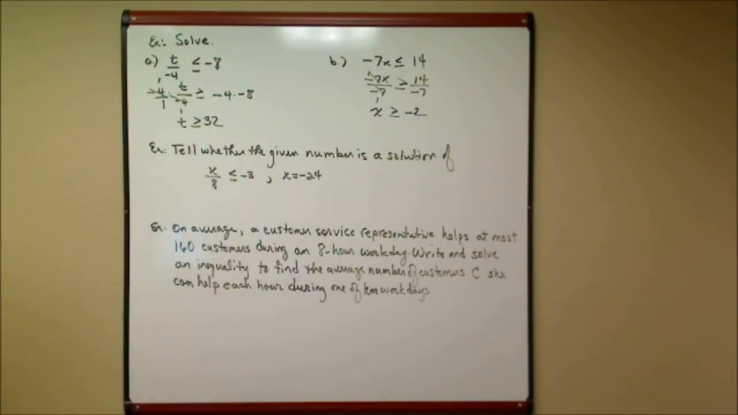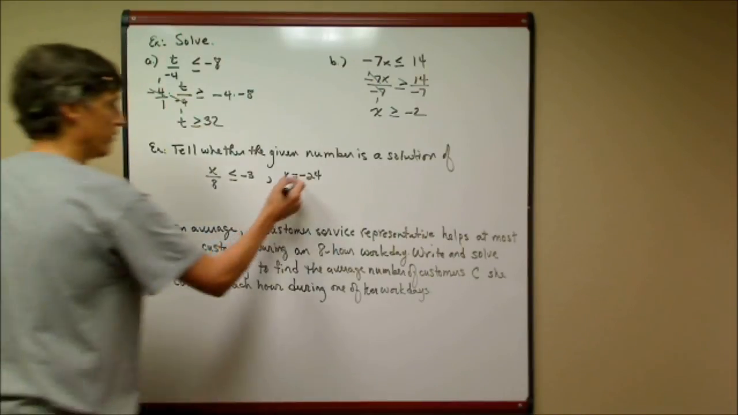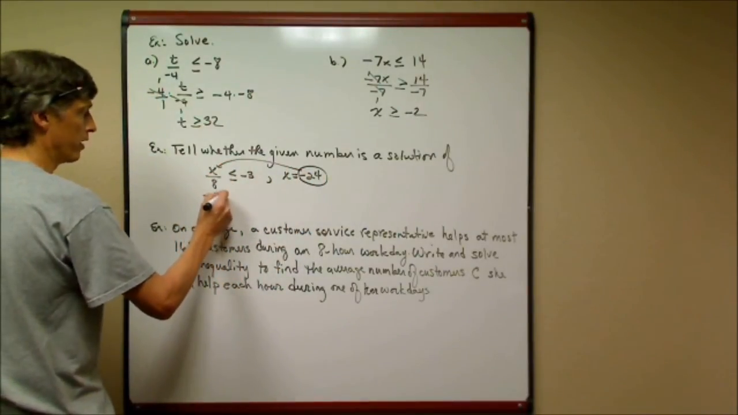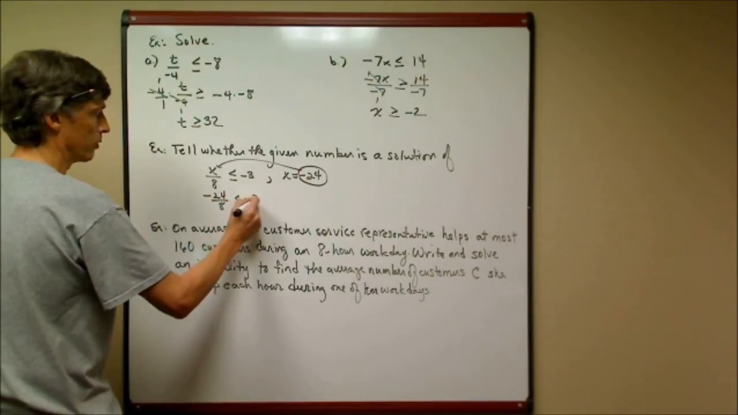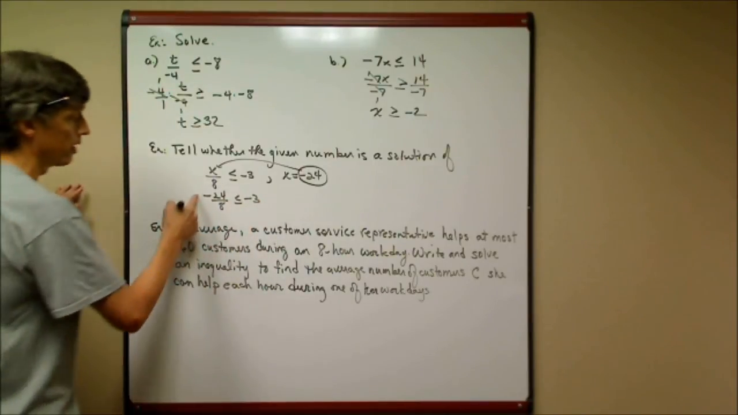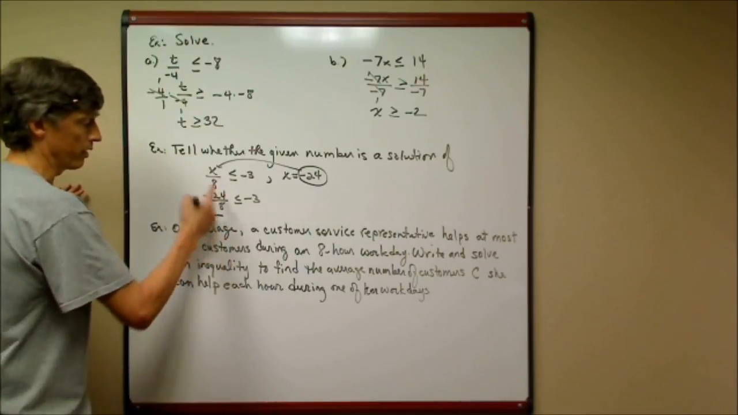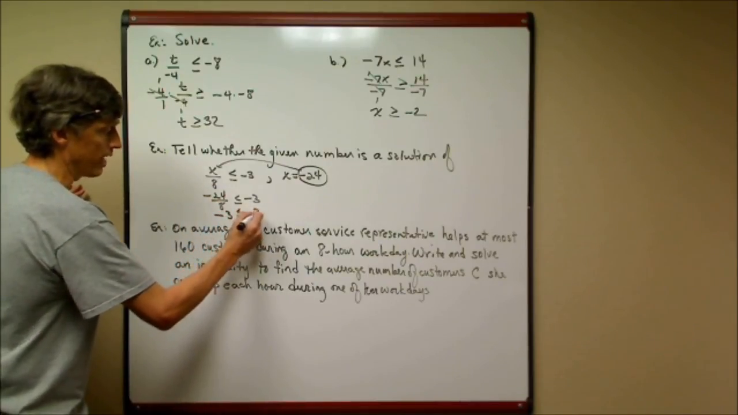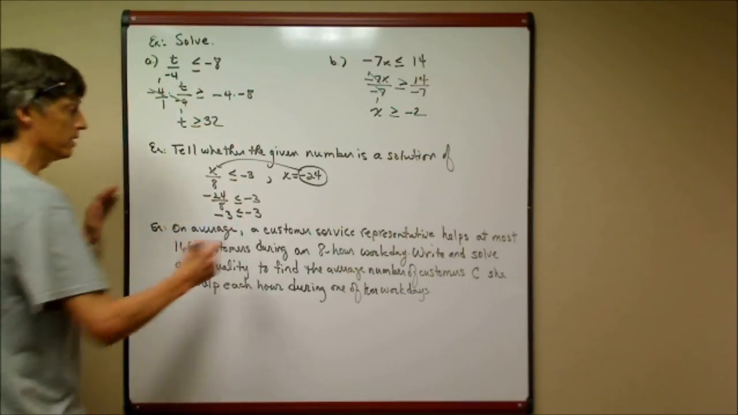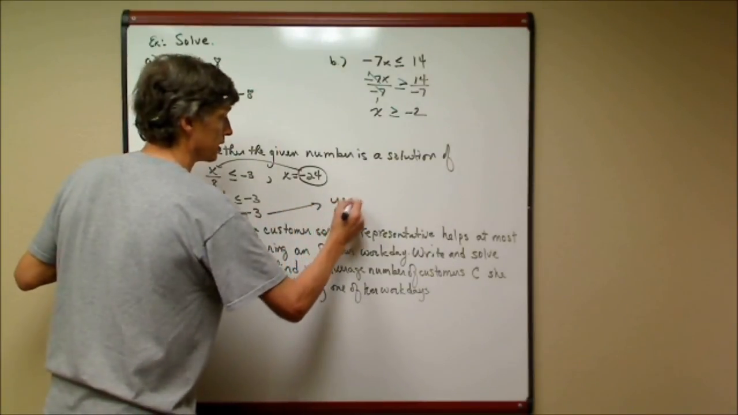Now this next one's a little different. It says, tell whether the given number is a solution. Now remember, it's a solution if it makes it true. So to see if it makes it true, I'm going to substitute it in. I get negative 24 over 8 is less than or equal to negative 3. Well, negative 24 over 8 is negative 3. Negative divided by positive is negative, and 8 goes in 3 times. Is negative 3 less than or equal to negative 3? And it is equal, so my answer is yes.